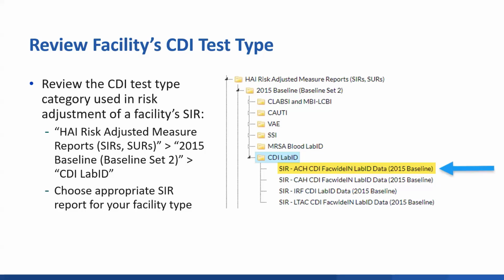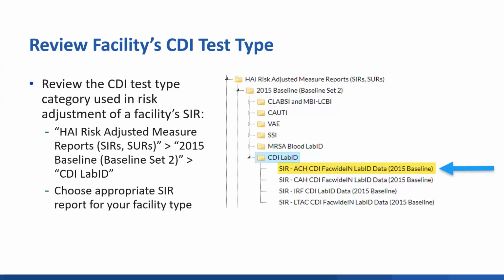For facilities that do receive outreach regarding your CDI test type, we strongly encourage you to re-review these data and select a test type from the drop-down menu whenever possible. This ensures the most appropriate risk adjustment is given by the application. One quick way to review the CDI test type category that's used in risk adjustment for your facility's SIR is by running an SIR report.